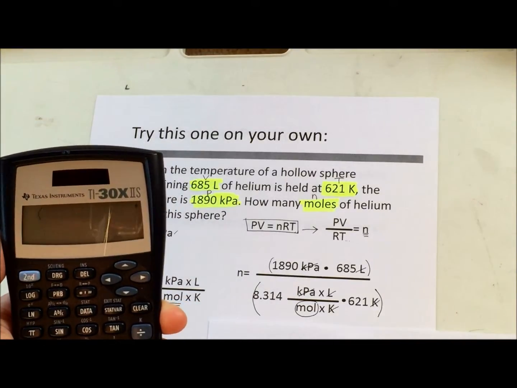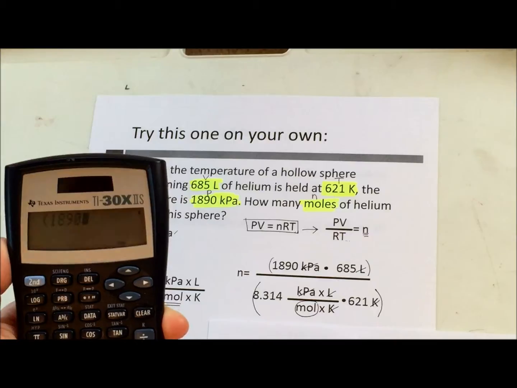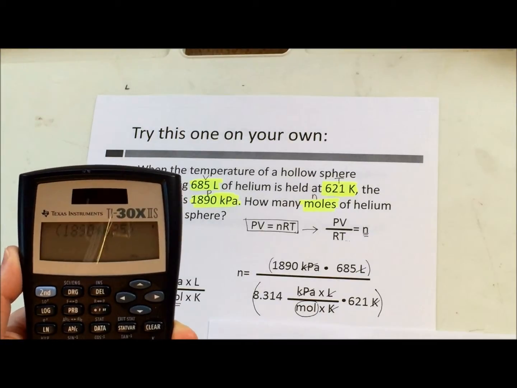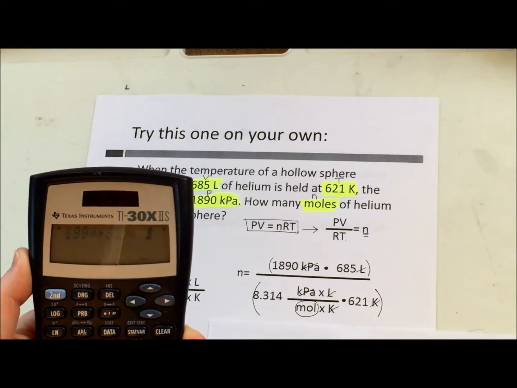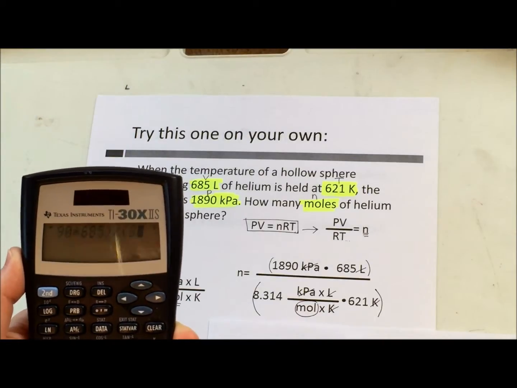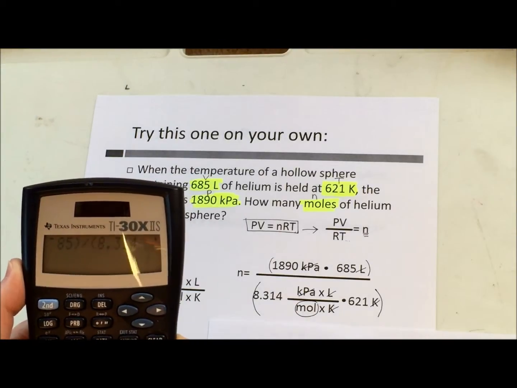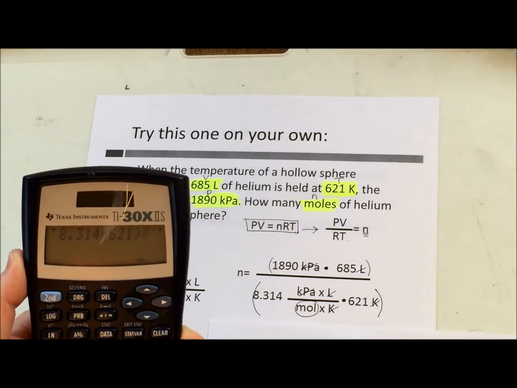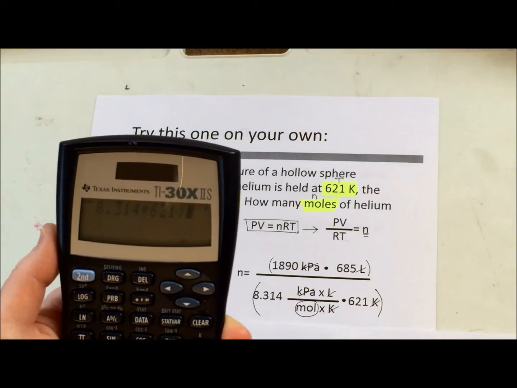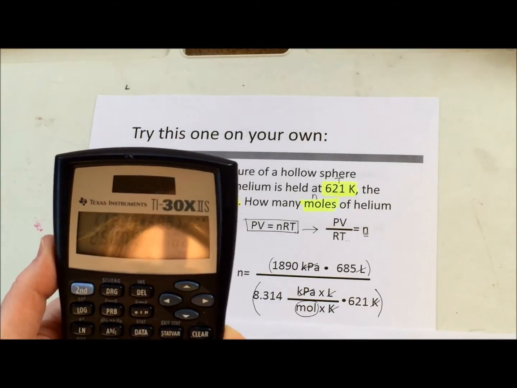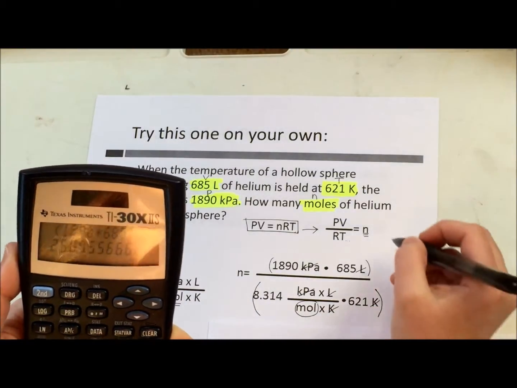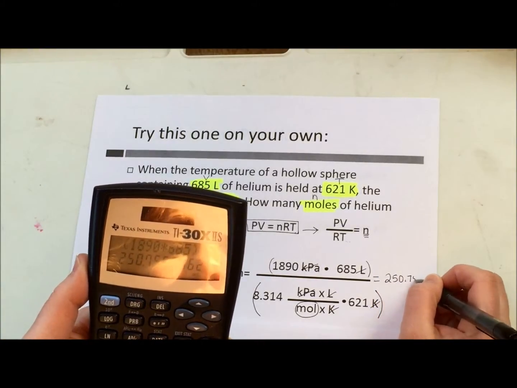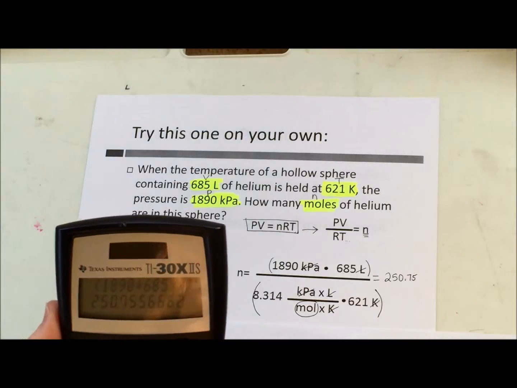So open parentheses, 1890 times 685, close parentheses, divided by, open a new parentheses, 8.314 times 621, close parentheses. So we can do that in one fell swoop. Okay, let's hit enter, and we're going to get our answer to be 25075 and a few other numbers after it.